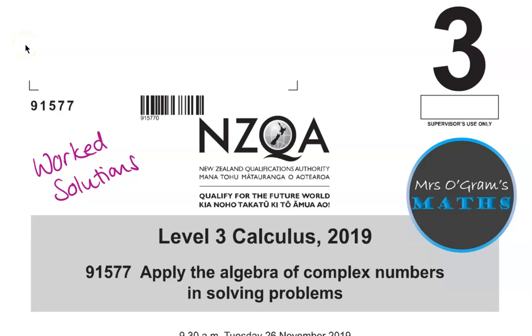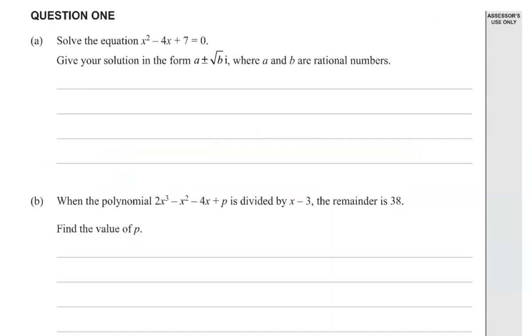Hi, today we're going to look at a past paper for Level 3 Calculus, and this is the standard 91577, which is the complex numbers external paper, and this is the paper from 2019. I'm going to take you through the worked solutions. So question 1a, we're solving this equation.